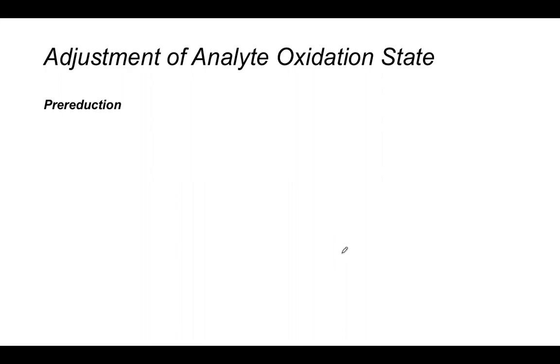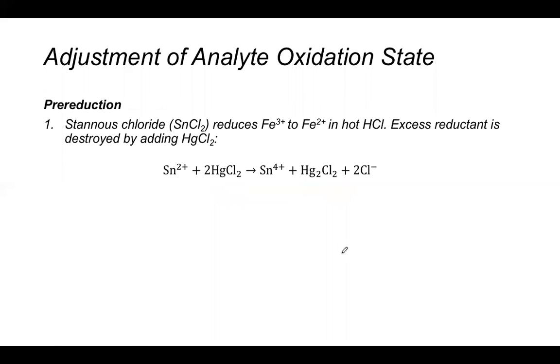Pre-reduction then, so this is much like the pre-oxidation that we just did, but in this case, we're not adding electrons. So stannous chloride, SnCl2, reduces iron 3+ to iron 2+ in hot hydrochloric acid. Excess reductant is destroyed by adding mercury dichloride.